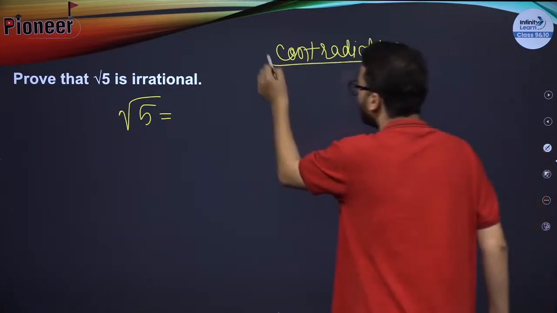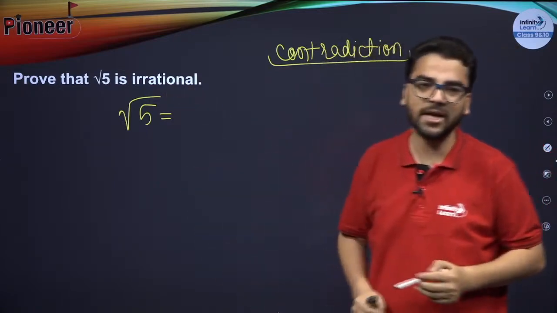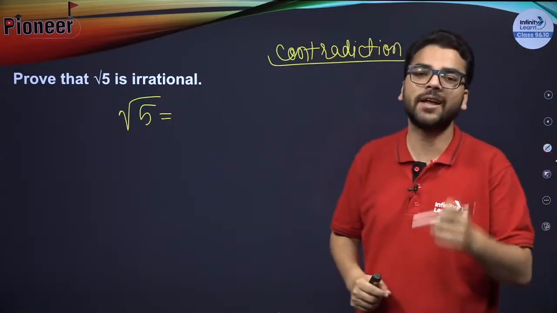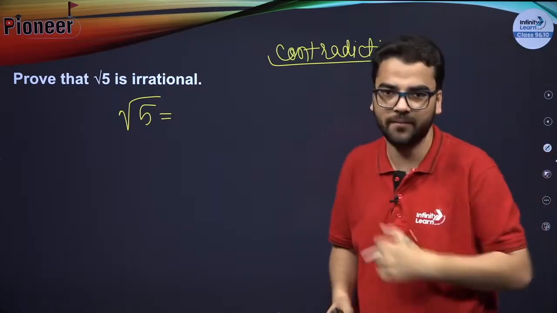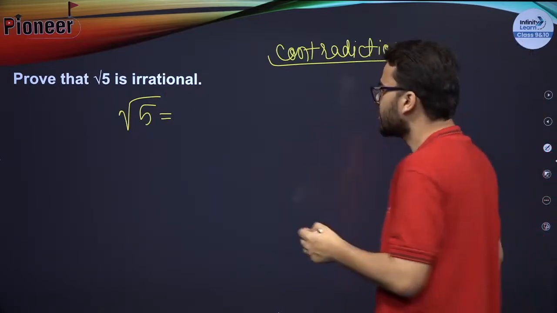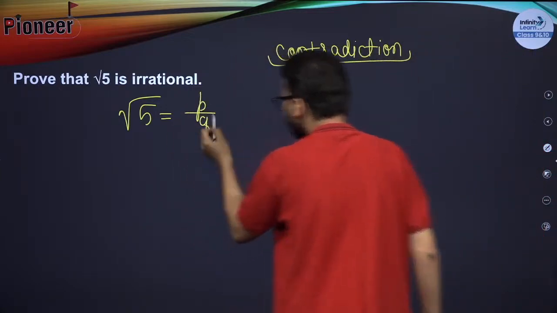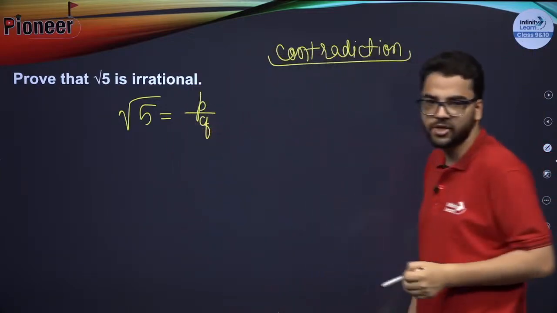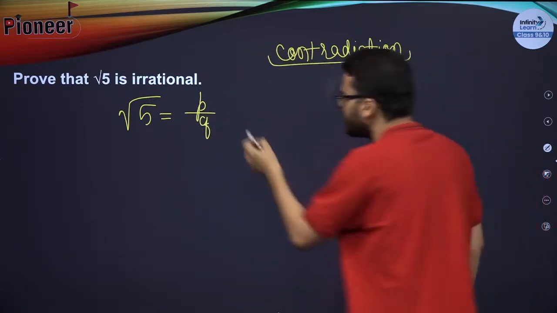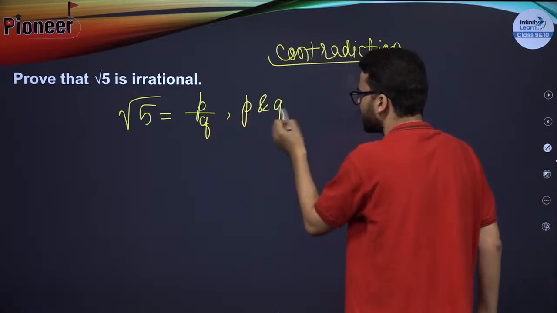It means the opposite we will assume. We have to prove that root 5 is an irrational number. So we will assume that root 5 is a rational number, right? So if it can be assumed to be a rational number, therefore root 5 can be written as P by Q, yes or no? Because if you are assuming root 5 to be a rational number, you can write root 5 to be equal to P by Q, where P and Q are co-primes.